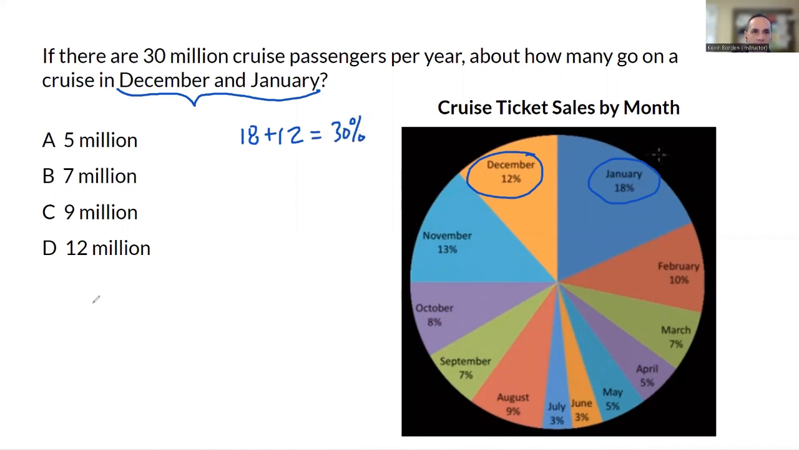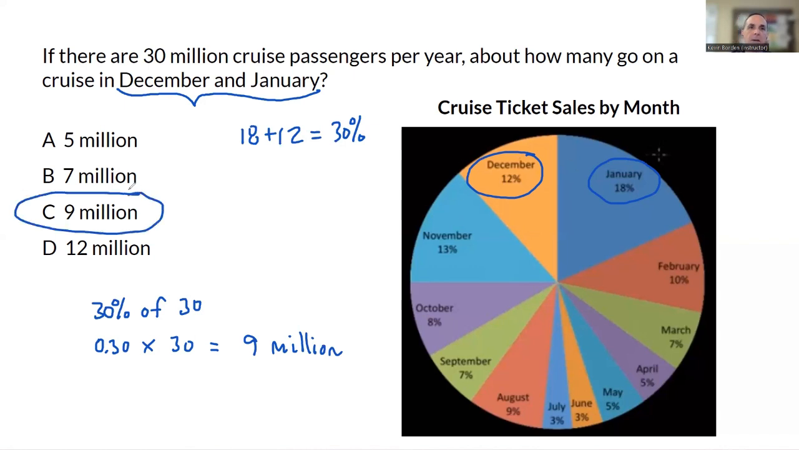Now this becomes one of those examples of a pretty simple math statement. 30% of all of the people who go on cruises, which is 30 million. We're just going to use the number 30 because we're talking about millions. We remember to convert 30% to a decimal, and "of" to multiplication. So it becomes 0.30 times 30, which equals 9. And we remember that that means 9 million people go on cruises in December and January. And there is our answer.